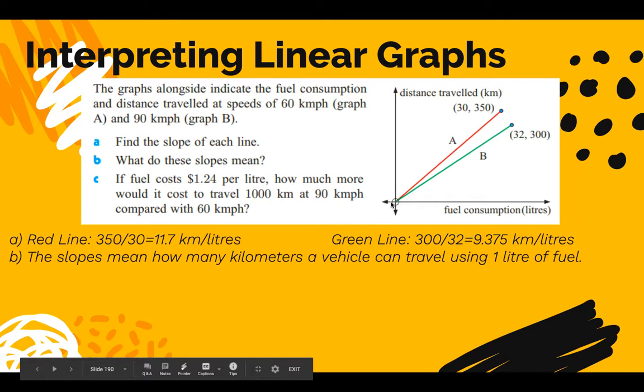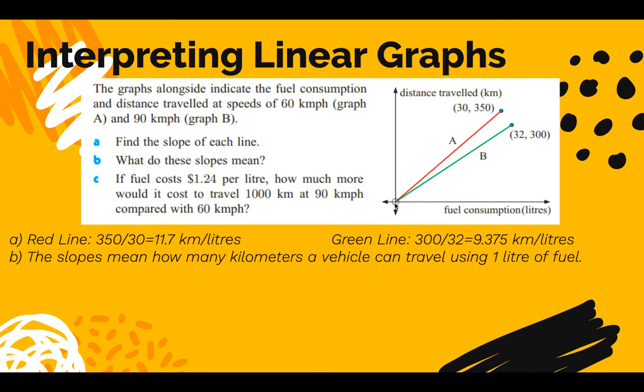To write an equation, I'm going to use the slope and the y-intercept. Notice the y-intercept is (0, 0) for both A and B, so your y-intercept is 0. When you write y equals mx plus c, the c part will just be 0, so there will not be a plus c, just the mx part of the equation. We already found the slope, the m part, for the red line and for the green line. In the equation, the red line is y equals 11.7x, and the green line is y equals 9.375x.